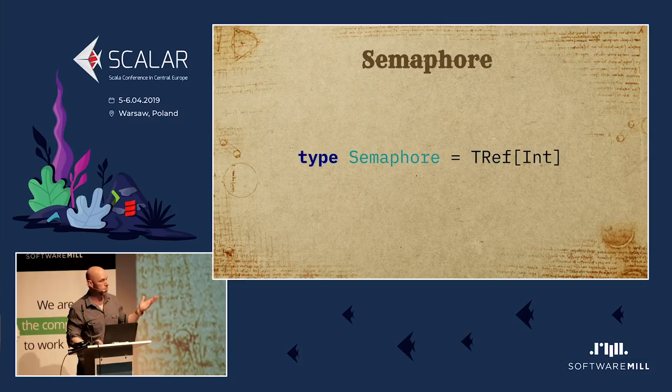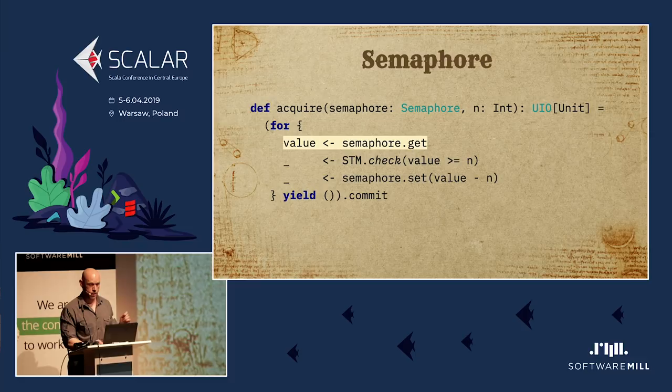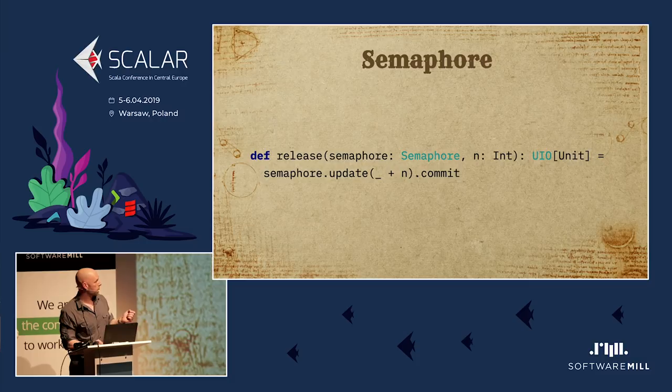First, you could model a semaphore as a TRef that contains a number of permits, the number of permits that are in the semaphore right now. Then making a semaphore becomes as easy as making a TRef and sticking in the initial capacity as the value of that TRef. Acquiring permits from the semaphore involves retrieving the number of permits inside the semaphore, doing a check to make sure that there are enough permits for whatever the user is trying to acquire, then debiting that number from the number of permits in the semaphore, and then committing. Finally, releasing the permits in the semaphore involves updating that TRef and adding the number of permits back into it.